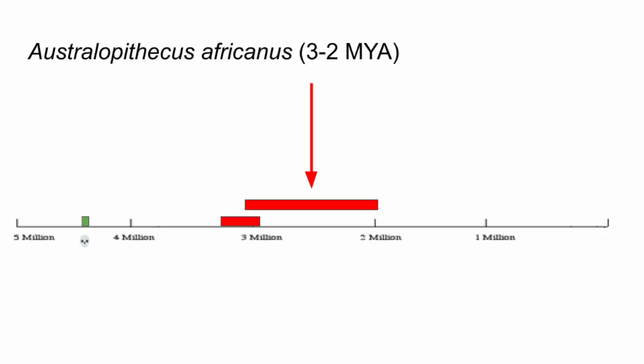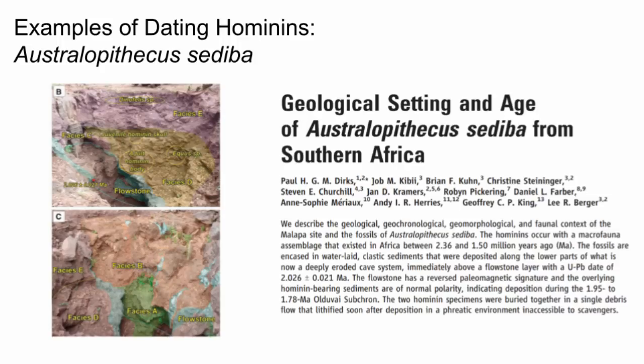And the range when you take into account all of the specimens of Australopithecus africanus is 3 to 2 million years ago. Really wide range. We find these guys all over the place. They did the same with Australopithecus sediba.